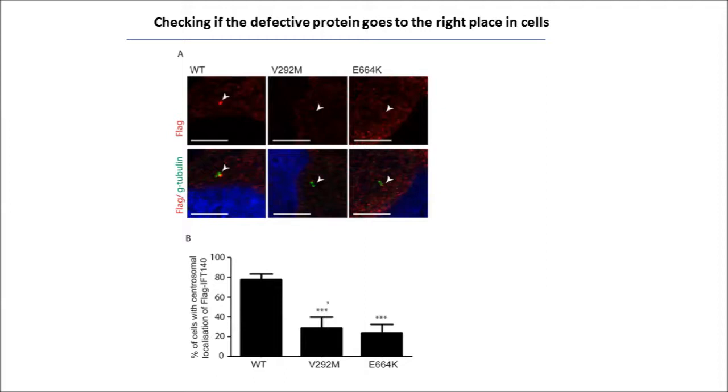But here, with these two mutations, you see there's nothing here. So with these two mutations, this protein does not go to the base of the cilium anymore. And that maybe helps us to understand how this disease occurs.